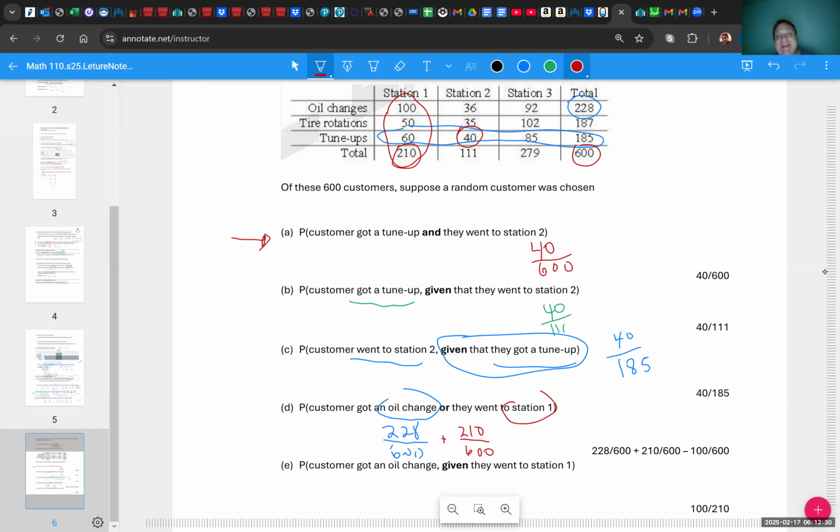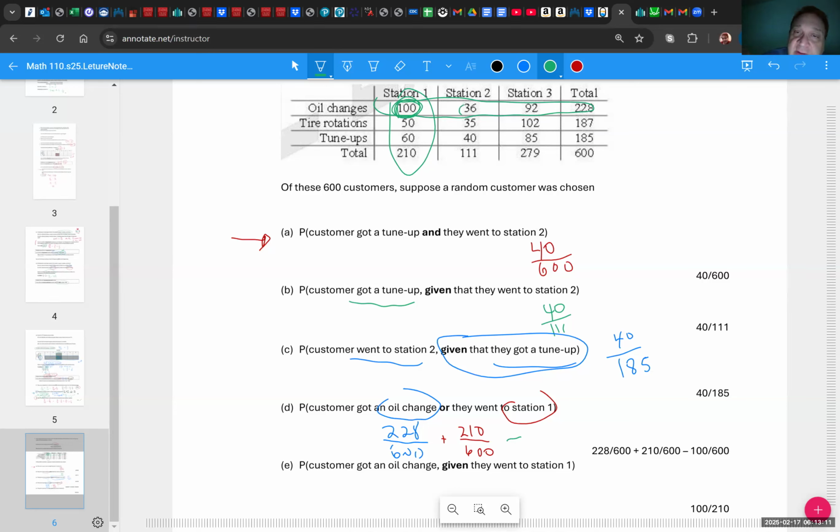All right. And then we want to subtract off the probability that they both occur, right? Because we could have one or the other or both, we've got to subtract off the double counting. So we want to find the probability that they both occur. For them both to occur, we want both oil change and station one. So what's the number that represents both oil change and station one? That's this 100 up here. That 100 is the number that matches oil change and station one.